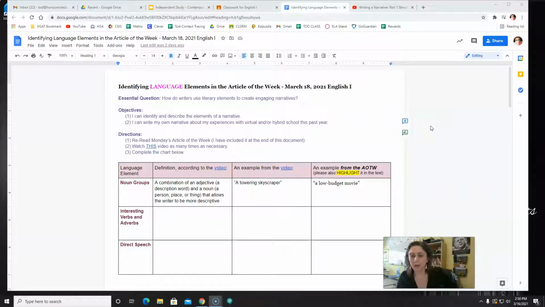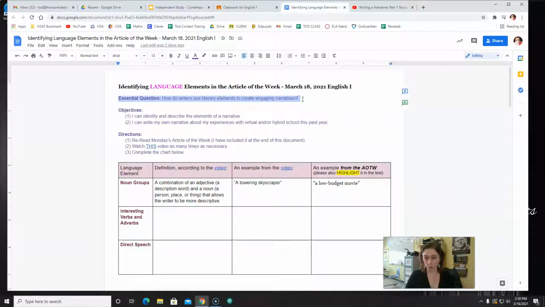Yesterday, we talked about narrative elements, basically plot elements. We talked about the orientation, which we also call an exposition. We talked about the problems, which we also call conflicts. And we talked about the solution, which we also call a resolution. So today, we're going to look at language elements. These are elements that you should already be vaguely familiar with, okay?